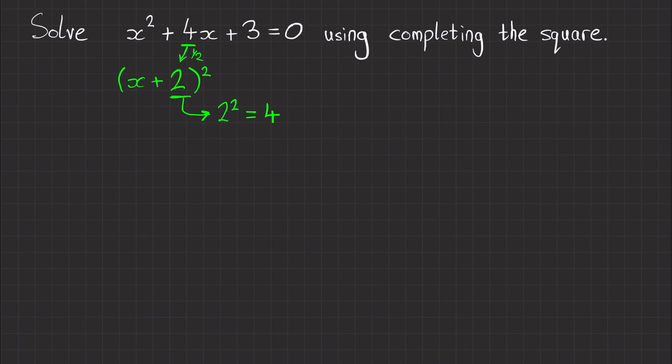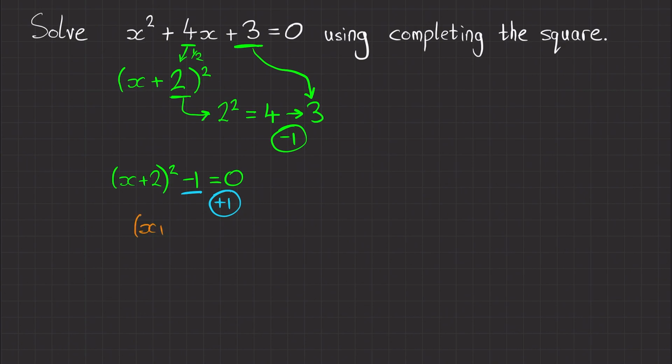Then we need to say, well, how do we get from 4 back to 3? So I'm going to bring this 3 down. So 4 to 3, we take away 1. So we'll have x plus 2 all squared take away 1 equals 0. So we've got our original quadratic equation into completing the square form. Our next step then is to solve this quadratic equation. We want to get x on a side on its own. So our first step, we'll have to add 1 to both sides to eliminate this minus 1. That'll give us x plus 2 squared equals 1.